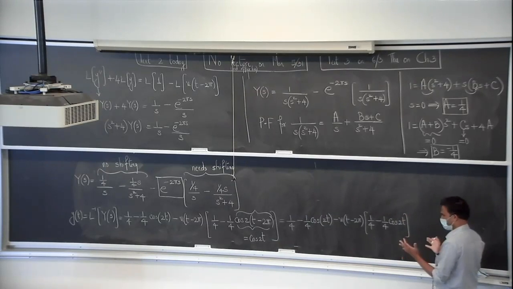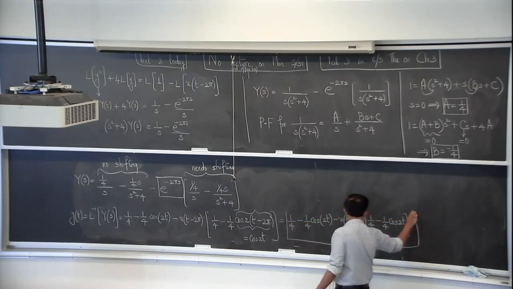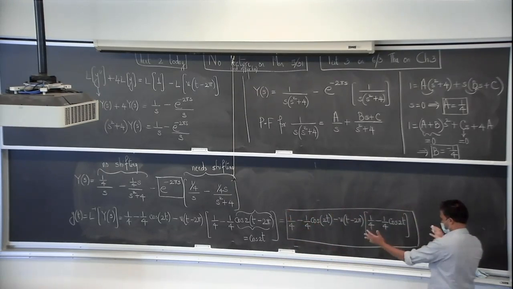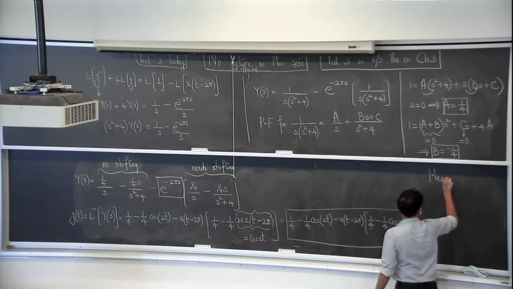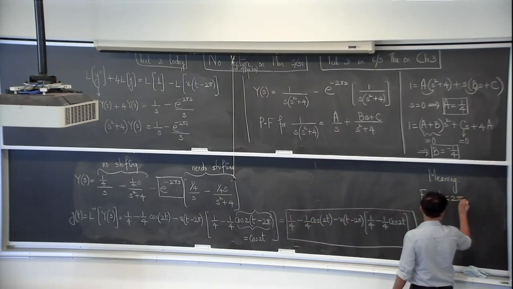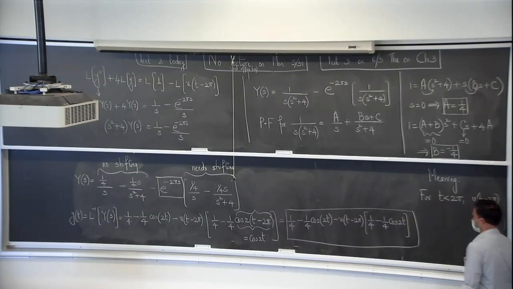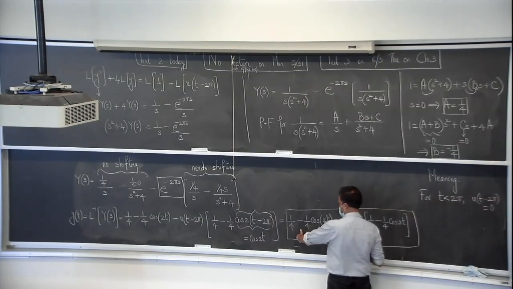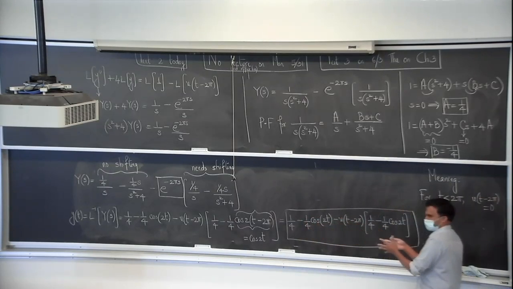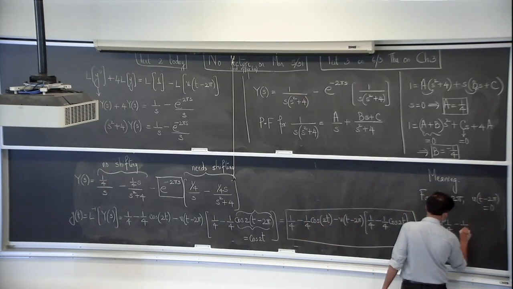Well, the answer looks a bit weird because of the step function. Okay, just to understand the meaning. So this is the final answer if you want to stop here. But for those who are curious about what that means, the meaning is for t less than 2 pi, that is when the force is active, u of t minus 2 pi is 0. That is when these two terms are there because there was a force to start with. Okay, so y of t is 1/4 minus 1/4 cosine 2t.